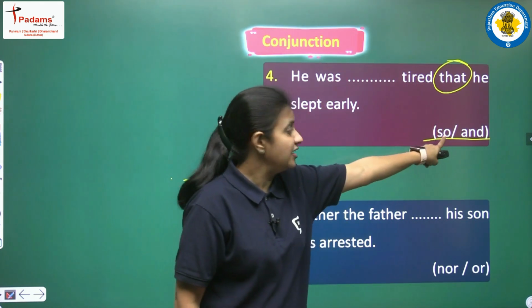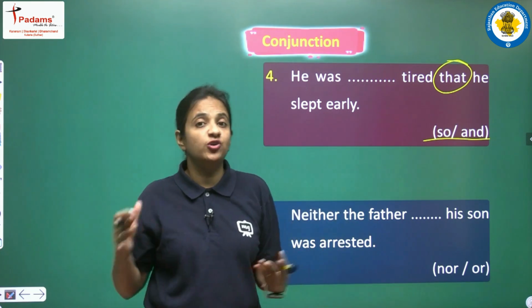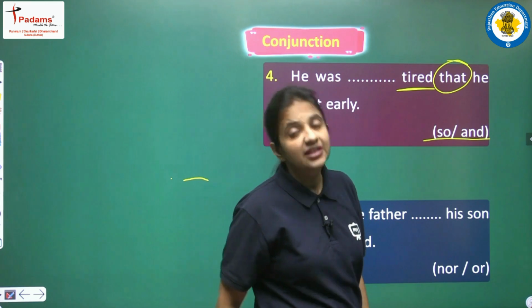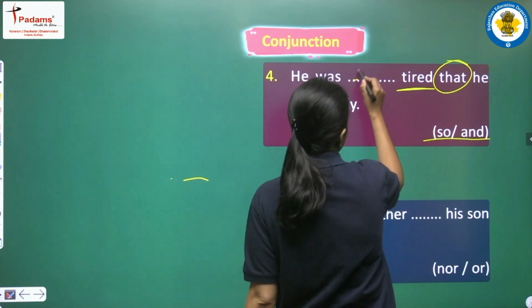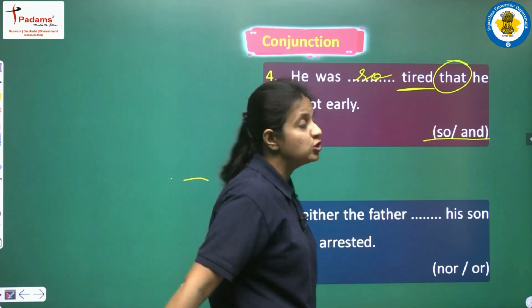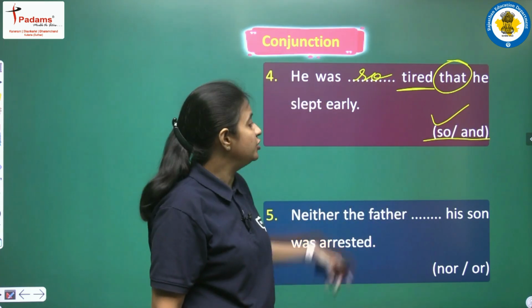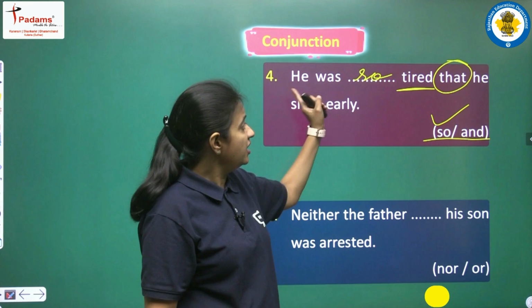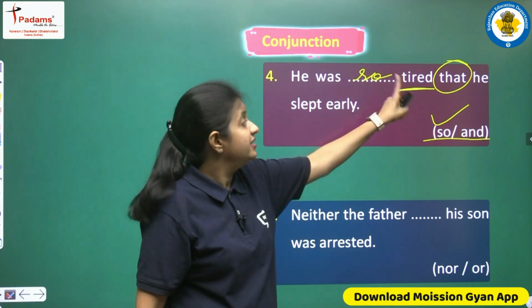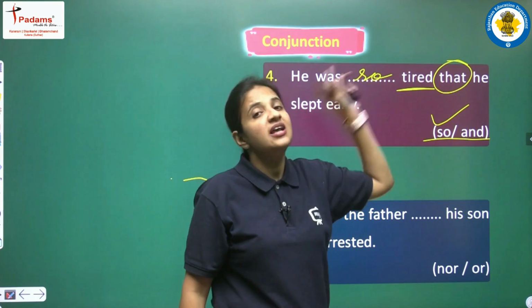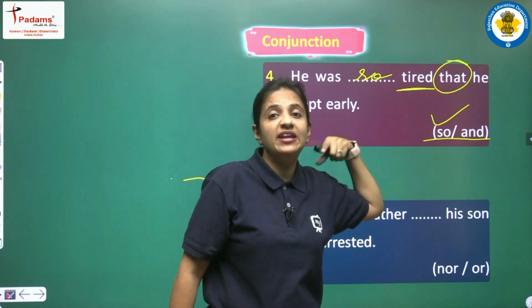We have discussed that so is always used before the adjective. Here after blank we are having tired, that is one of the adjectives. So here in this blank we have to write so. From the given options we will choose so, and the sentence will be he was so tired that he slept early.